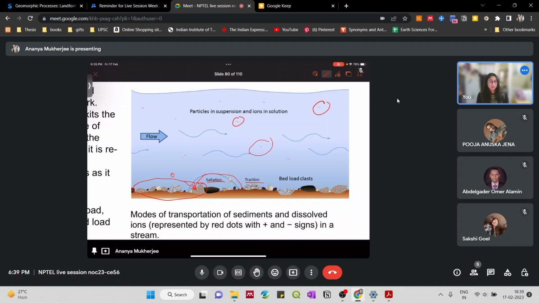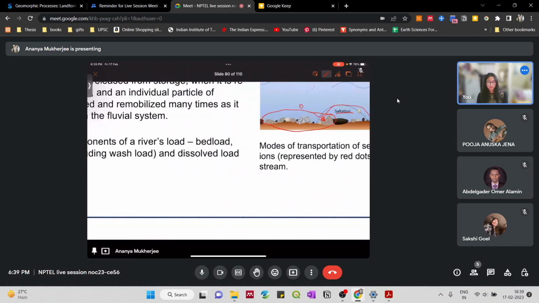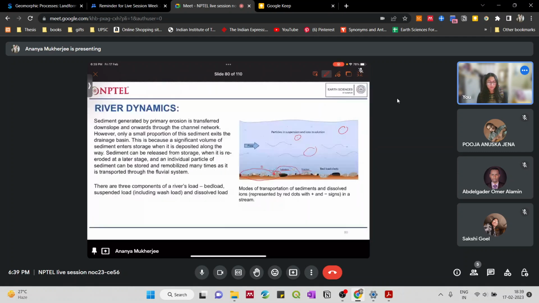And then you have suspension. As I said, the finer materials are not being transported along the channel bed. They are suspended in the water that is flowing through the river channel. You can see that there are three types: you have bed load, you have suspended load, and you have the dissolved load. These are the kinds of sediments that we see, and they also affect the way the river is going to create geomorphological features.